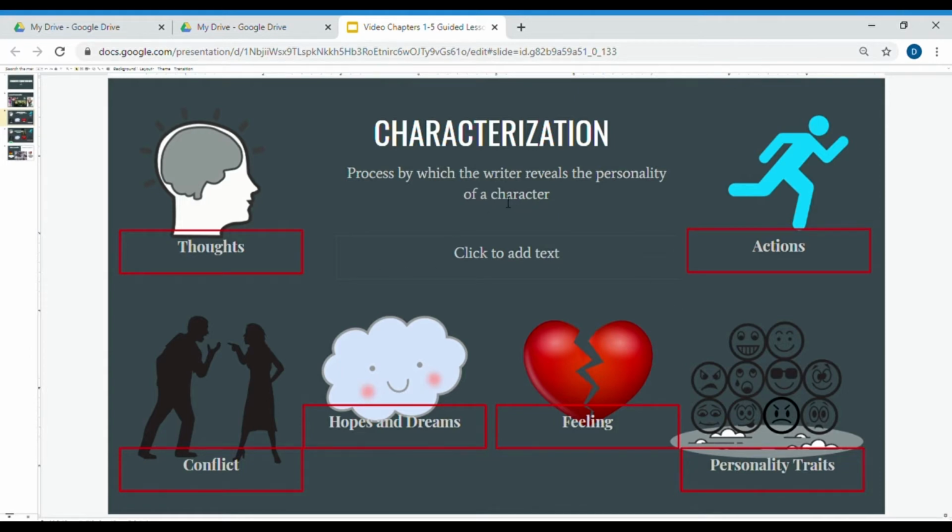So we've got characterization is the process by which the writer reveals the personality of a character. Now they reveal a character through these 6 factors: their thoughts, their actions, the conflicts that they get into, their hopes and dreams, their feelings, and their personality traits. So you can think that these 6 things are what makes a character a character.